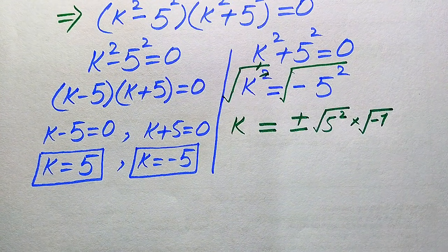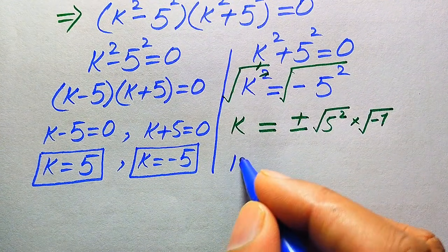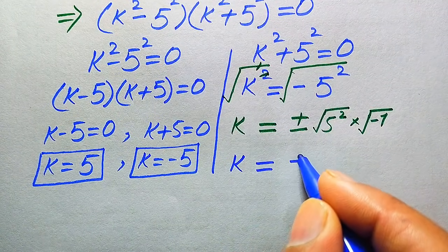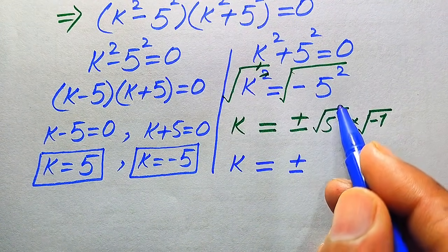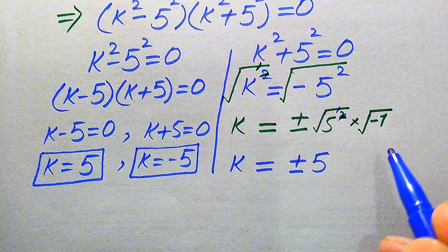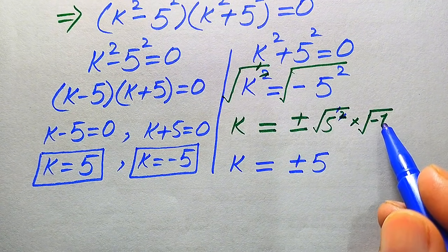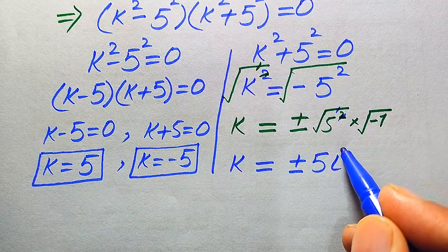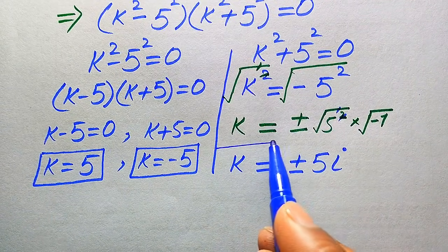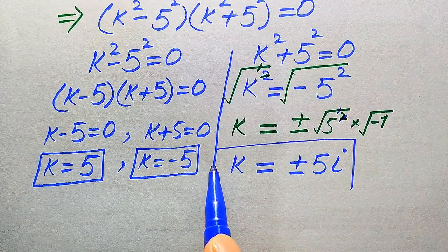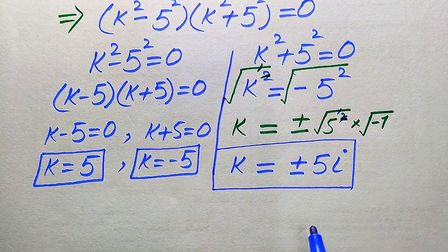And now in the next step, we need more simplification, and it will be written as k is equal to plus minus, this 2 and this square root are gone, and we get here 5. This square root of -1, and we know that square root of -1 is equal to iota. So these are the other two complex roots of the given equation.